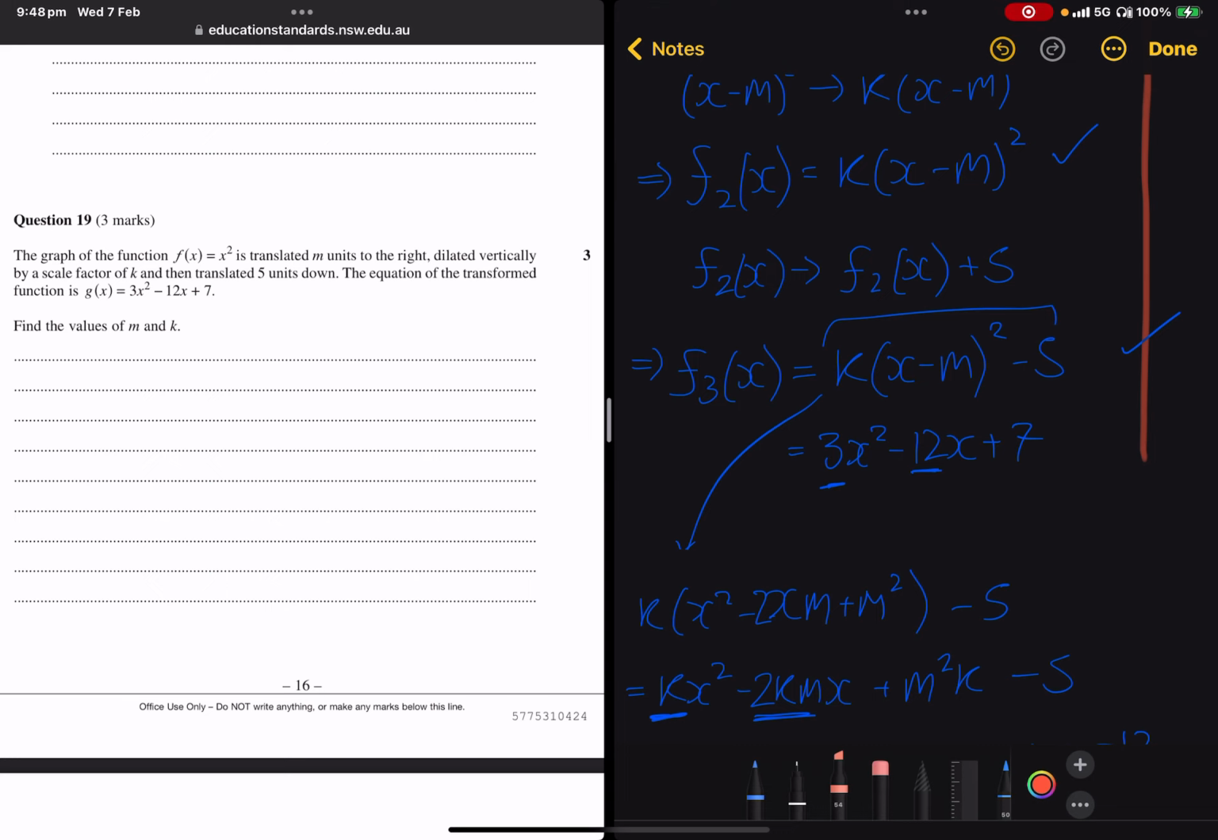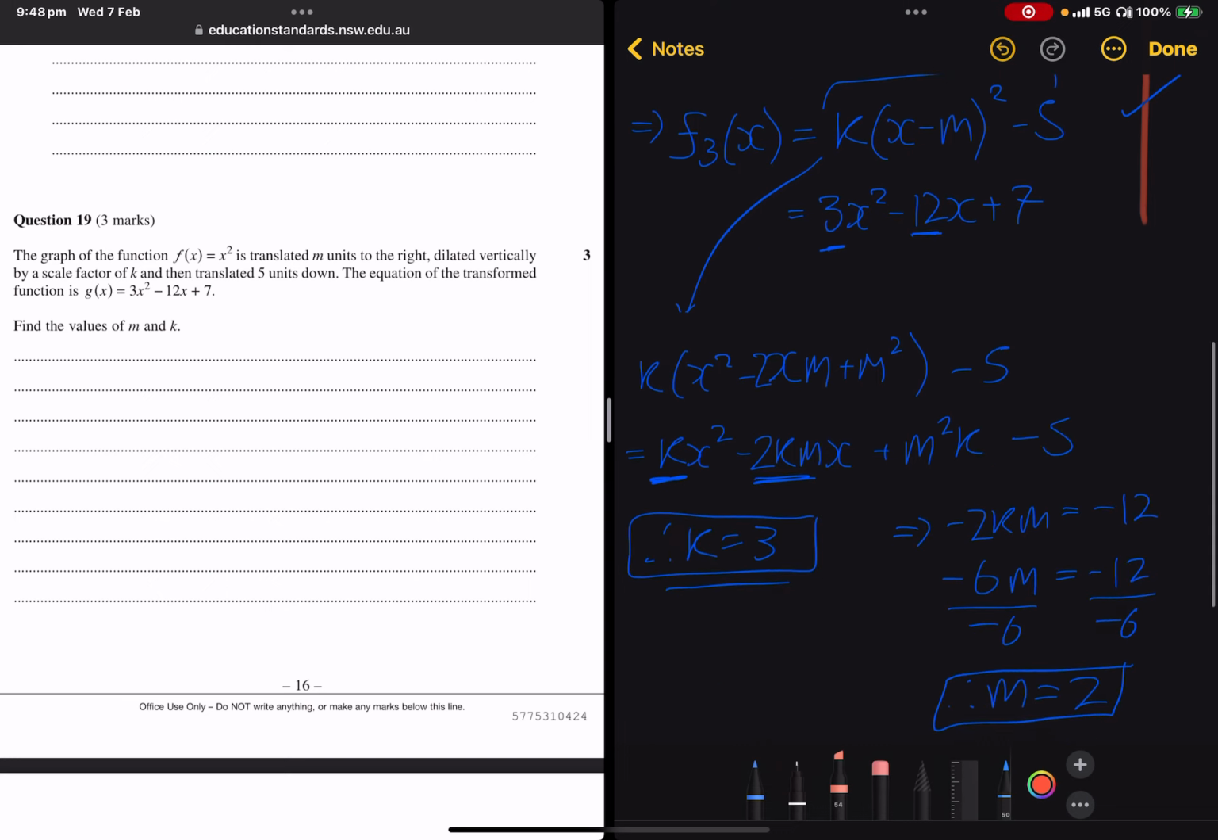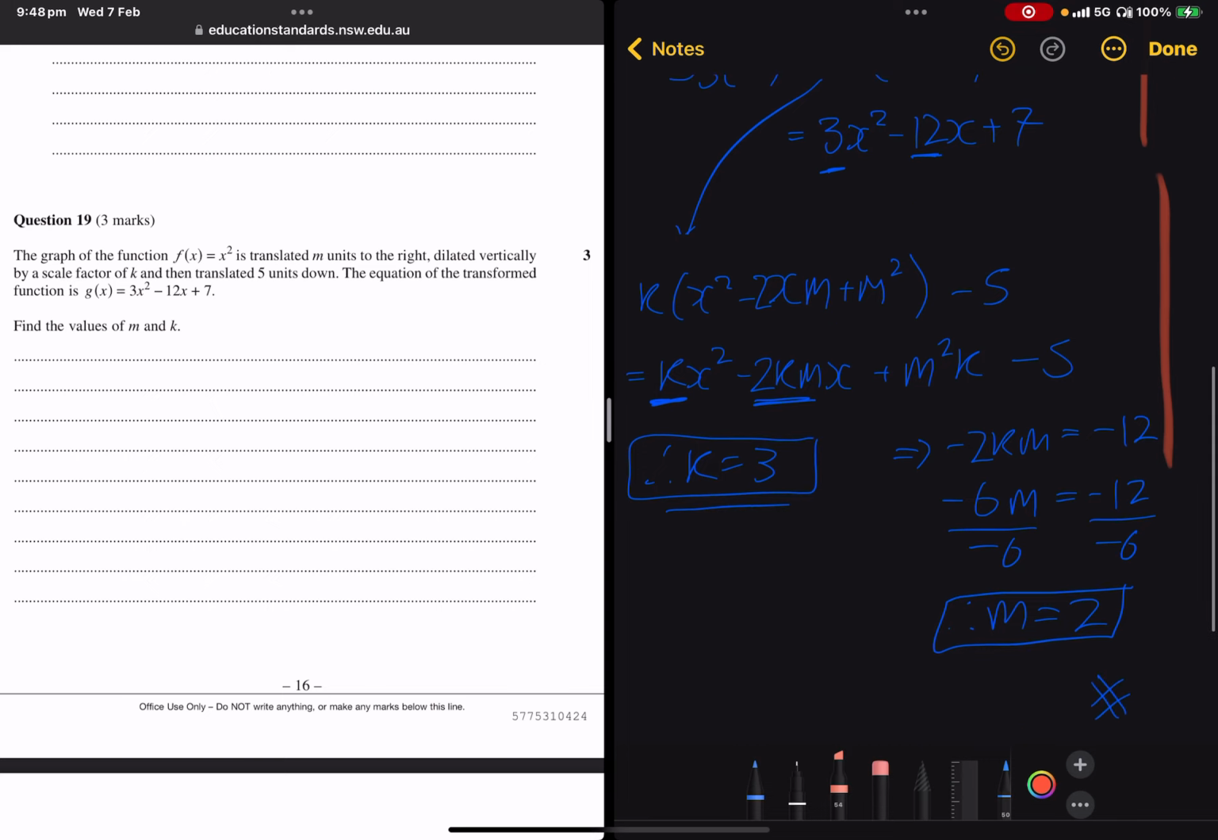That's 1 mark. Now for the second mark, by equating these two, you'll need to find a value for k, so either find k or m or some equivalent. And then in order to get the third mark, you'll need to find the other one. So if you first found k, then later you'll have to find m. If you first found m, then later you'll have to find k. This is how you get 3 marks.